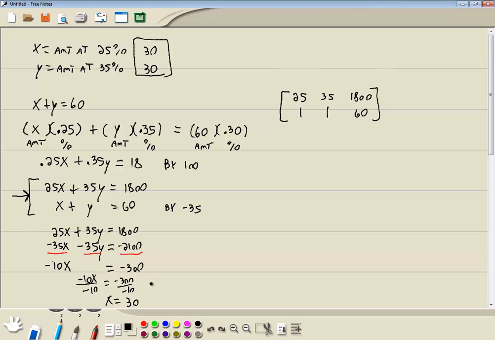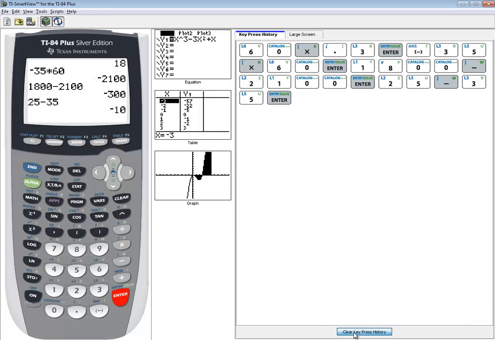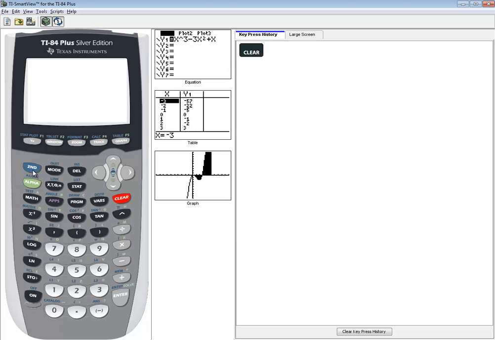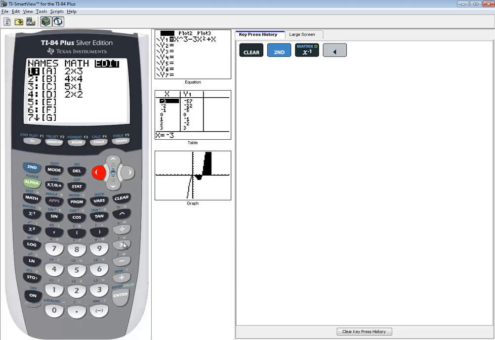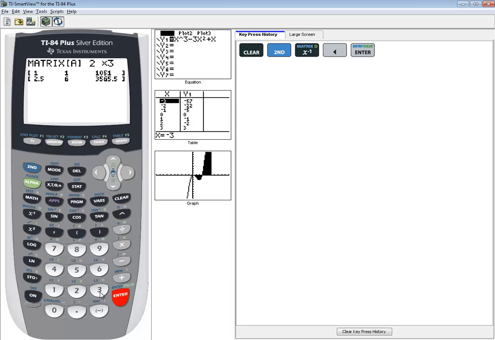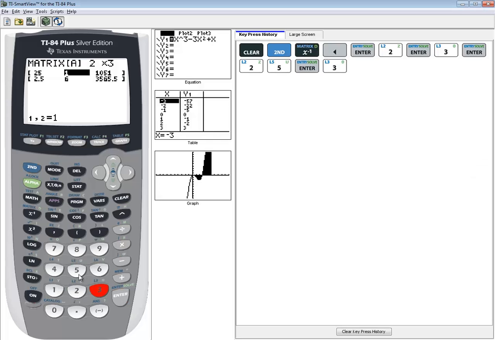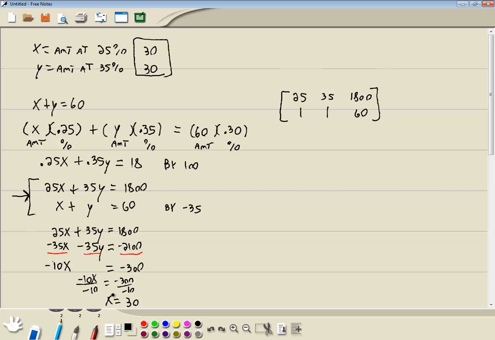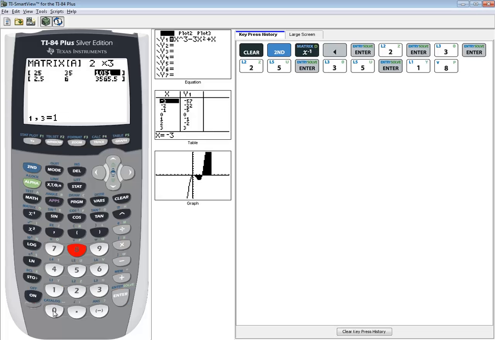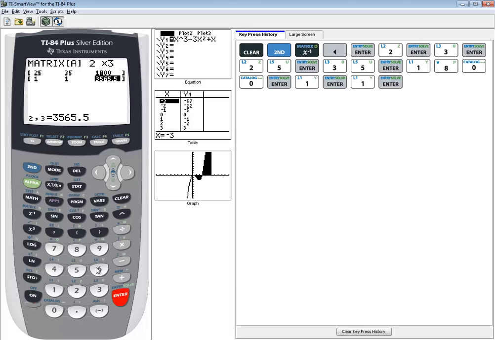Well, let's go ahead and put this in. So go to my matrix menu, second x negative 1, that's our inverse button. Left arrow over to edit, enter on A. Rows by columns, it's 2 by 3. Then you've got 25, 35, 1800. Then we've got 1, 1, and 60.